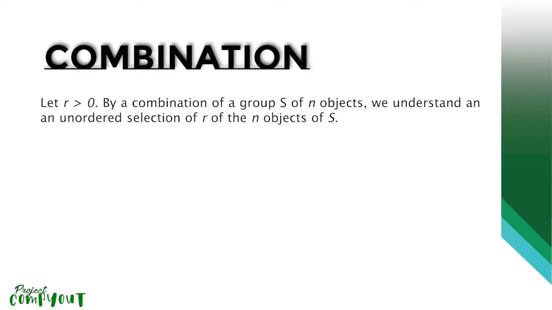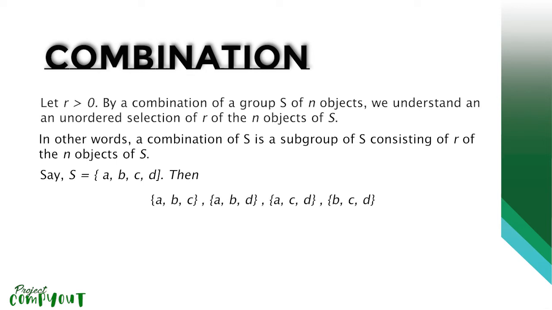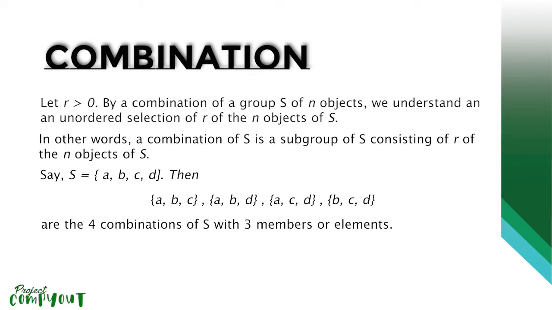By definition, let R be a non-negative integer. By a combination of a group S of n objects, we understand an unordered selection of R of the n objects of S. In other words, a combination of S is a subgroup of S consisting of R of the n objects of S. Say S is equal to the set ABCD. Then the groups ABC, ABD, ACD, and BCD are the 4 combinations of S.